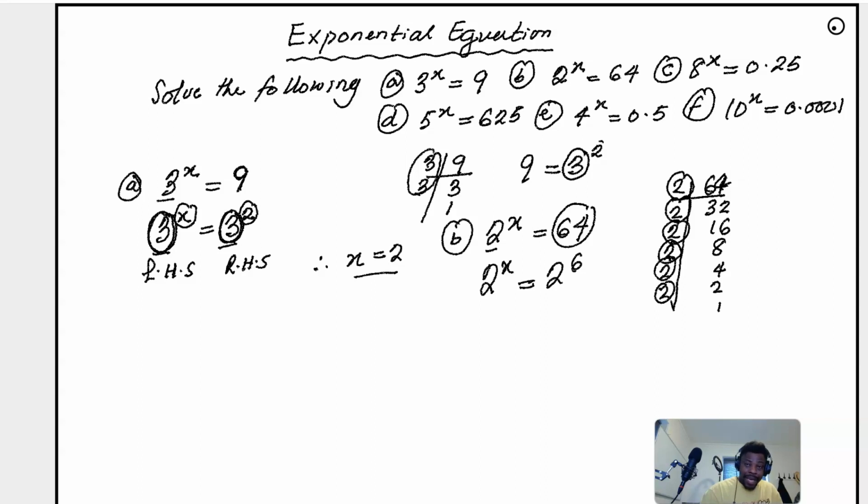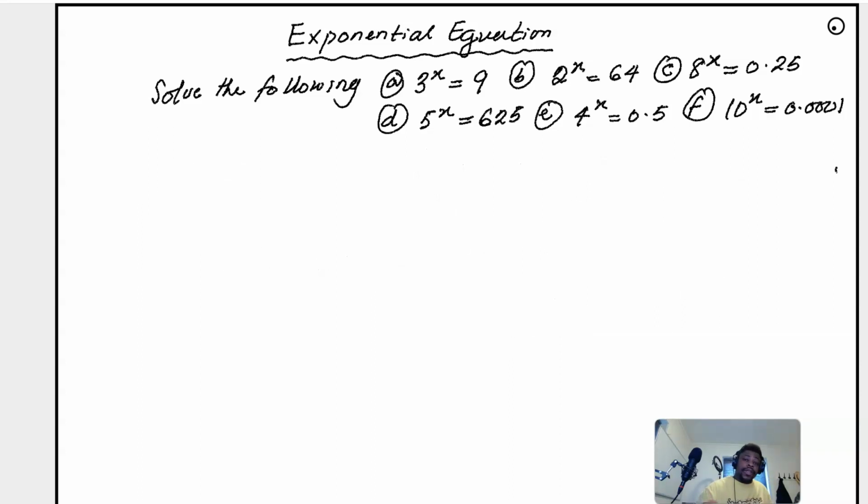Remember, when the bases of both sides are equal, that means the powers also are equal. So 2 is the base on the left-hand side. 2 is the base on the right-hand side. So the bases are equal, then the powers also must be equal. So here, x is equal to 6. Easy. Now, let's continue with question C.